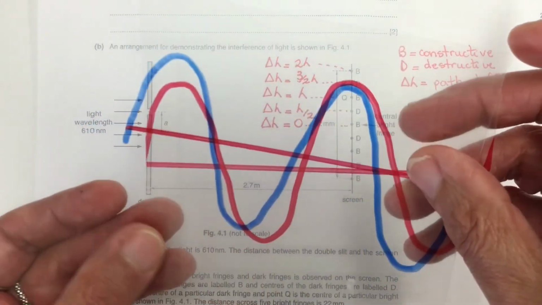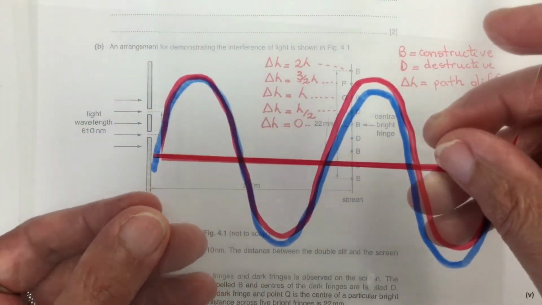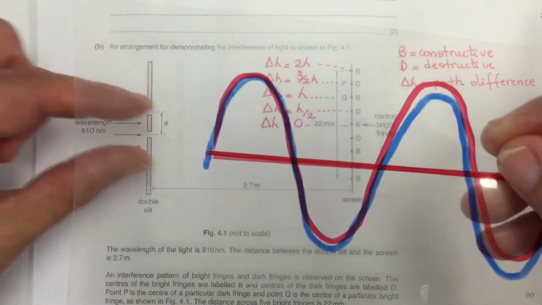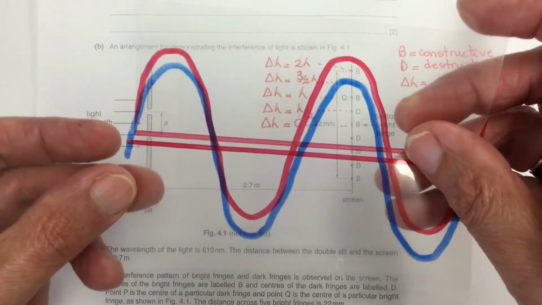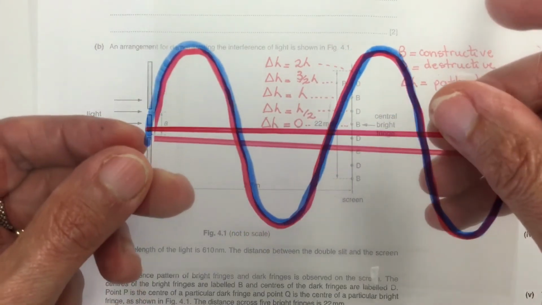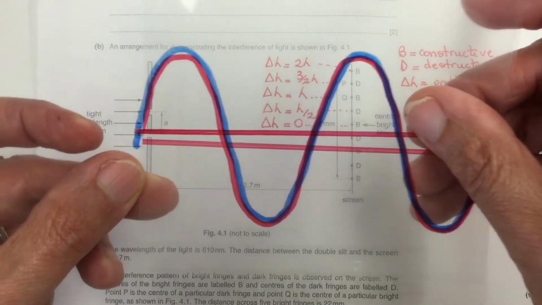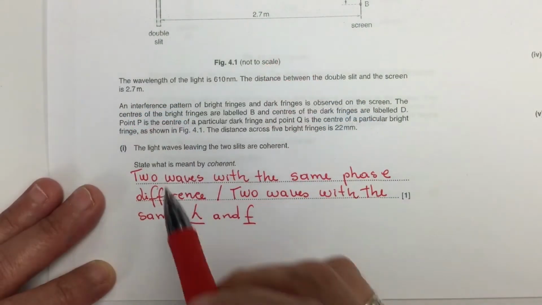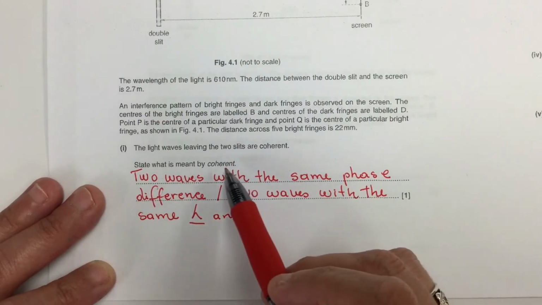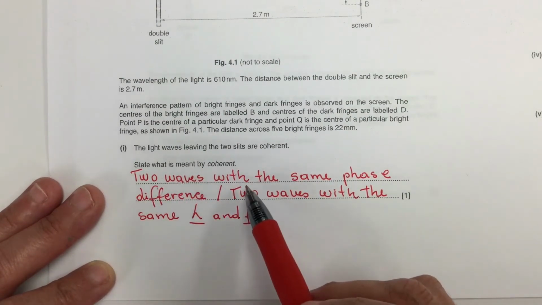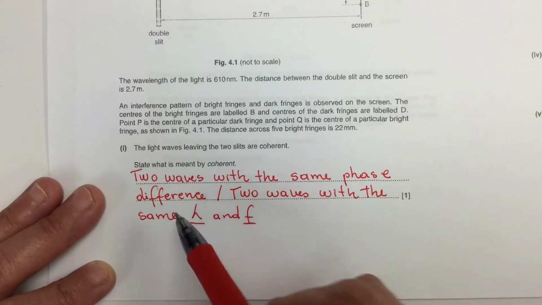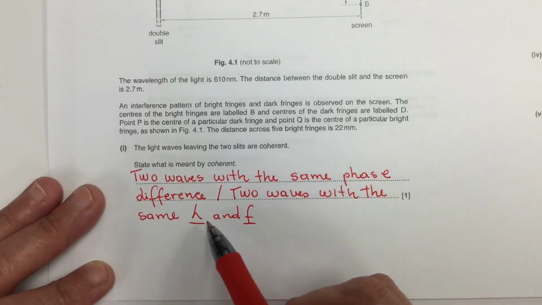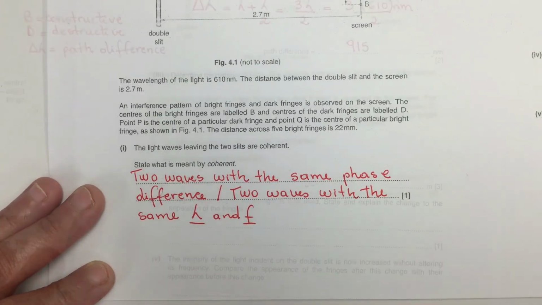So those two waves are produced by just a single wave. After they pass through those two slits, they are identical waves. They have the same wavelength and the same frequency, and also the same phase difference. So to answer this question, coherent means the two waves have the same phase difference, or you can state the two waves have the same wavelength and frequency.